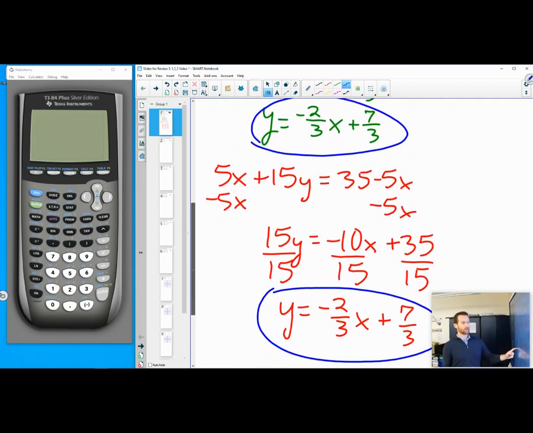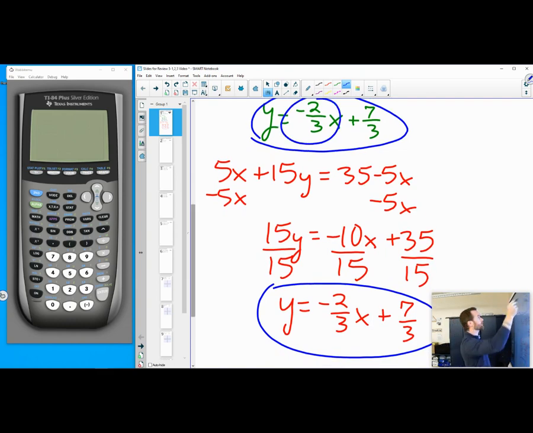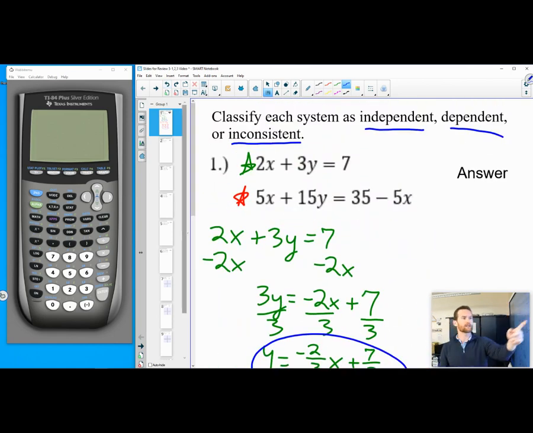So looking at this, first we check the slopes. I see a slope of negative 2/3 and negative 2/3. Same slope means it could either be right on top of each other or parallel. So we have to check our y-intercept, and the y-intercept is the same. That means these lines are coinciding. They're essentially the same line, which means they will be dependent, which hopefully is the answer right there. Yes, dependent. So we know we got it correct.